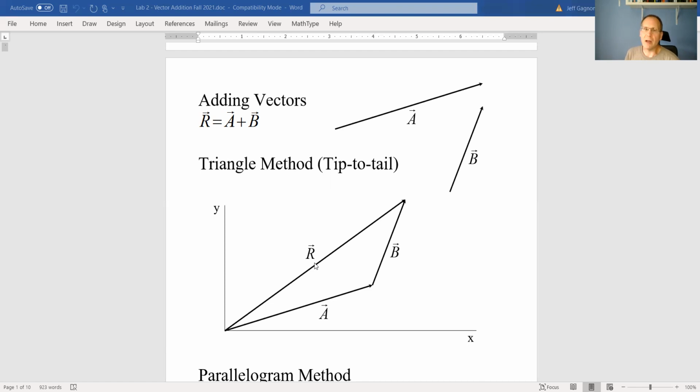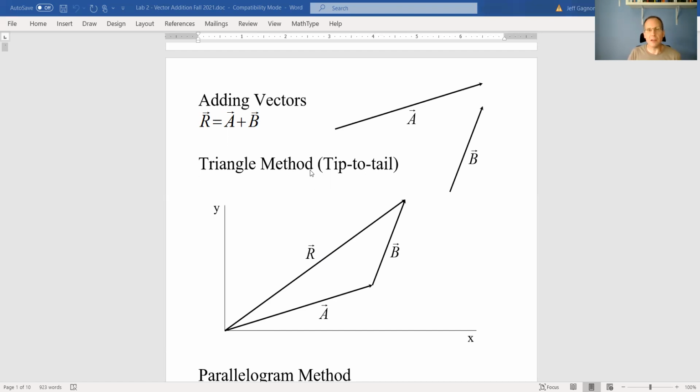To get that resultant vector, I simply draw an arrow, starting at the tail of the first vector, so the tail of A, which is at the origin in this case, to the tip of the last vector, in this case, the tip of the second vector, which is B. So this vector right here would be vector A plus vector B. And notice that I could measure the angle here for R, so it has a direction, and I could measure the length of this and it would have a magnitude.